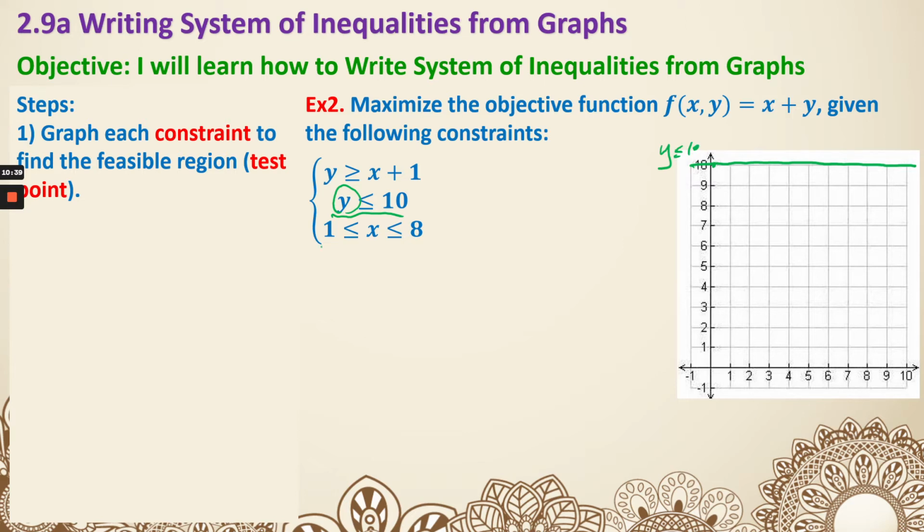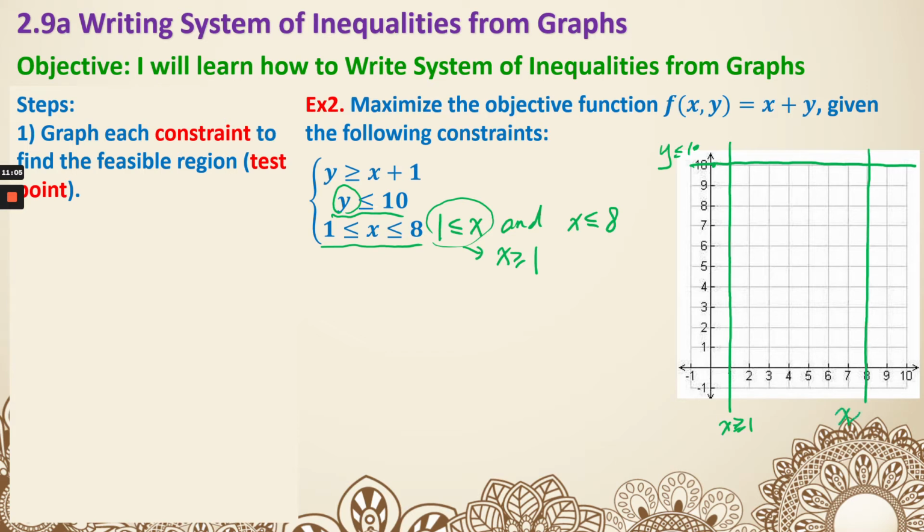Next, we can write this into two different parts. That's basically 1 is less than or equal to x, and x is less than or equal to 8. Of course, if we want to regraph this, we're going to need to rewrite it into x is greater or equal to 1. So this is where that is. X is greater or equal to 1. And of course, we have the 8 right here. X is less than or equal to 8.